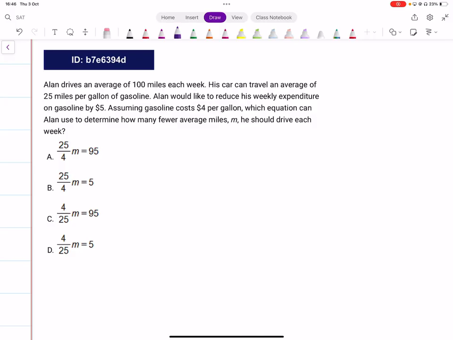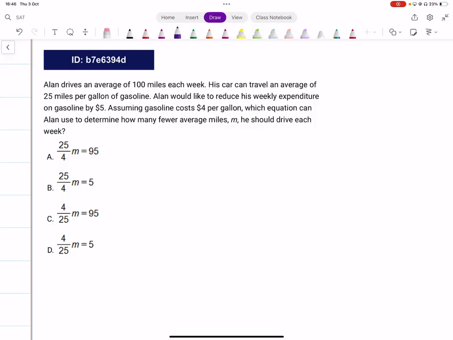Alan drives an average of 100 miles each week. His car can travel an average of 25 miles per gallon of gasoline. He would like to reduce his weekly expenditure by $5, assuming gasoline costs $4 per gallon. Which equation can Alan use to determine how many fewer average miles he should drive each week?